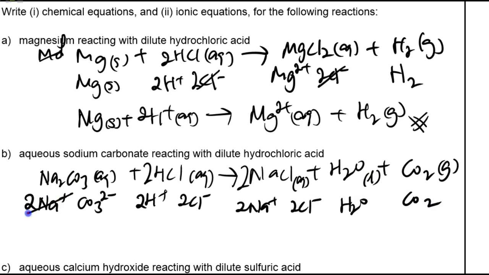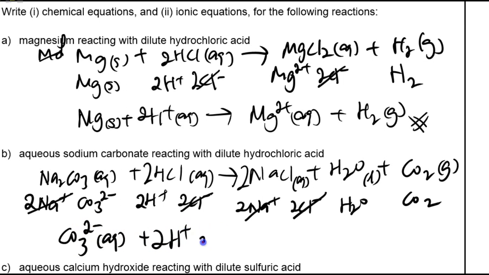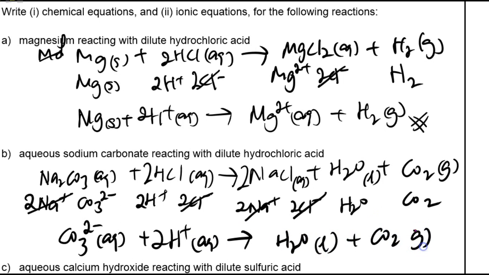So cancelling like ions on both sides, again, what do we have left at the end of the day? We simply have our carbonate ion, aqueous state, plus 2H plus, aqueous state, giving us H2O, liquid state, plus CO2, gaseous state. So the ionic equation over here, you notice that it actually tells us which species is actually involved in the chemical reaction.